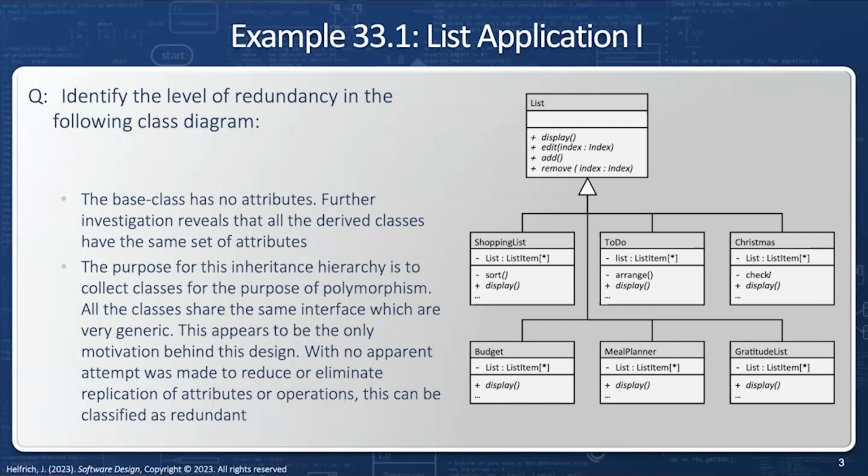The purpose of this inheritance hierarchy is to collect classes for the purpose of polymorphism, yes, but the classes share the same interfaces, which are very, very generic, and this appears to be motivated only by design. There is no apparent attempt made to reduce or eliminate redundancy. So therefore, this is redundant. We can clearly do better.